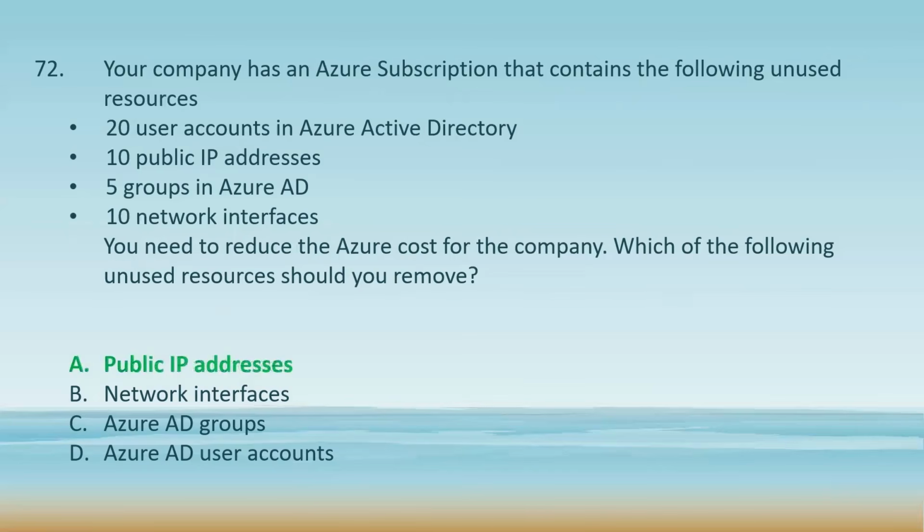So the correct answer is option A, public IP addresses. You get charged for public IP addresses on an hourly basis. So removing unused public IP addresses will definitely save some money. You would have also seen a variation to this question in the previous part of the series.